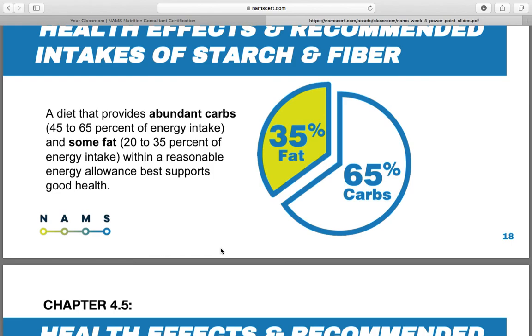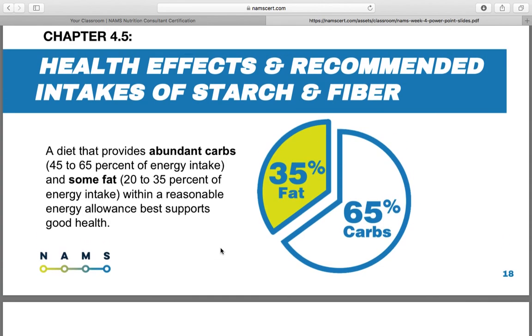A diet that provides abundant carbs, 45 to 65% of energy intake, and some fat, 20 to 35% of energy intake, within a reasonable energy allowance best supports good health. And this is what I go over a lot with you guys, your ratios and your breakdown of your macros. So you would like to keep your carbs closer to that 65% mark, and I usually bring the fats down to around the 20% mark of your total intake for the day. So a higher carb, lower fat diet could be beneficial for most people.